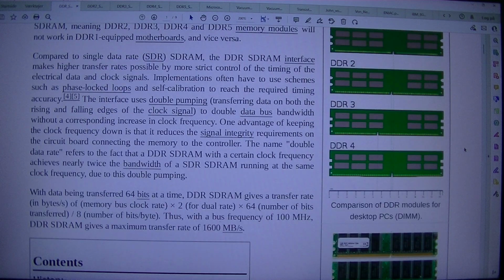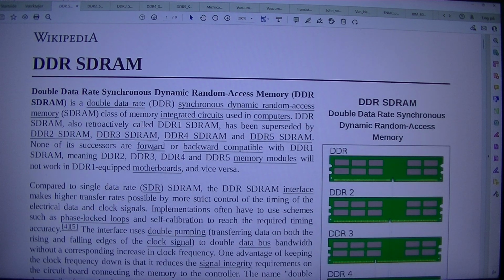Double data rate synchronous dynamic random access memory (DDR SDRAM) is a class of memory integrated circuits used in computers. DDR SDRAM, also retroactively called DDR1 SDRAM, has been superseded by DDR2 SDRAM, DDR3 SDRAM, DDR4 SDRAM and DDR5 SDRAM. None of its successors are forward or backward compatible with DDR1 SDRAM, meaning DDR2, DDR3, DDR4 and DDR5 memory modules will not work in DDR1 equipped motherboards, and vice versa.